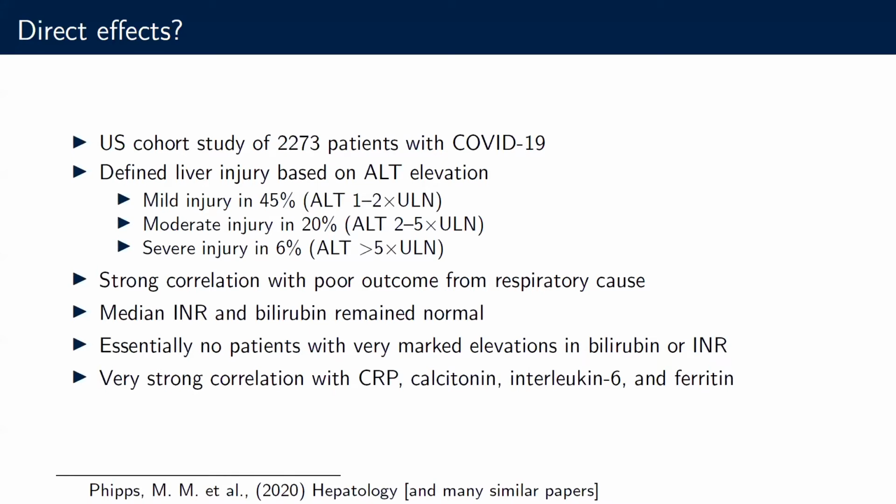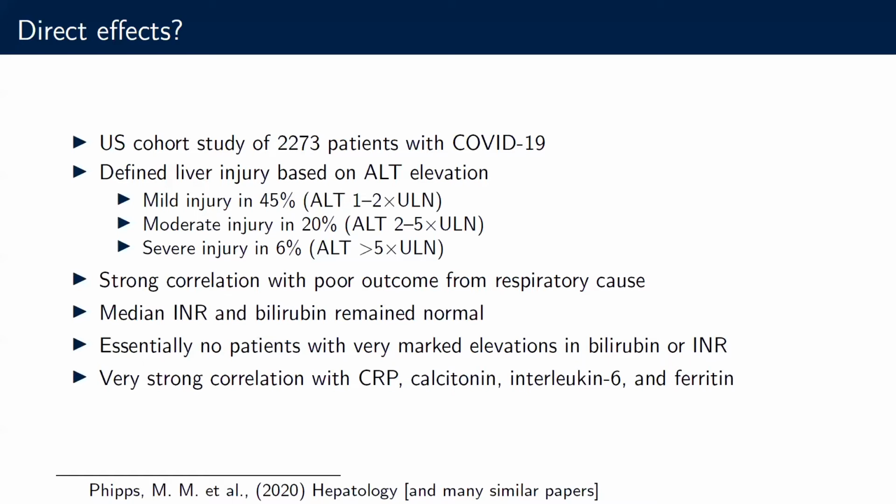And they defined liver injury based on ALT elevation, so a simple definition, and identified mild injury, so what they define as between 1- and 2-fold upper limit of normal in 45%, moderate in 20%, so that's between 2- and 5-fold upper limit of normal, and severe in 6%, that's over 5 times upper limit of normal. So a relative minority with an ALT over 5 times the upper limit of normal.